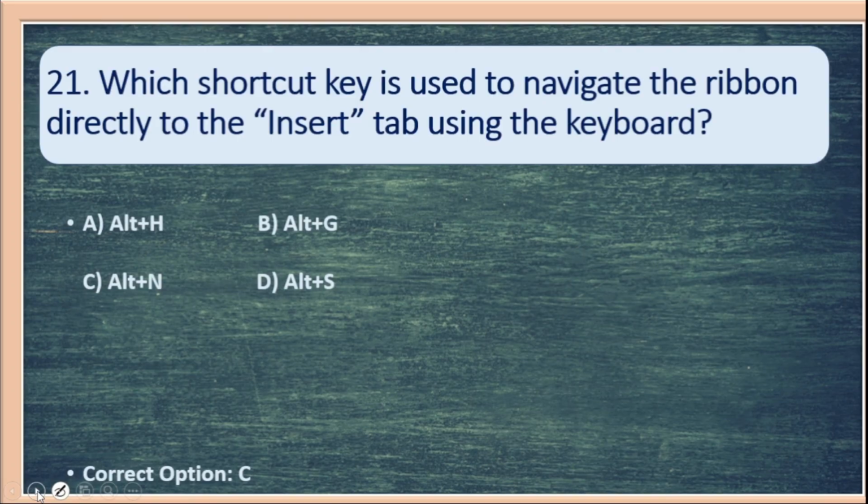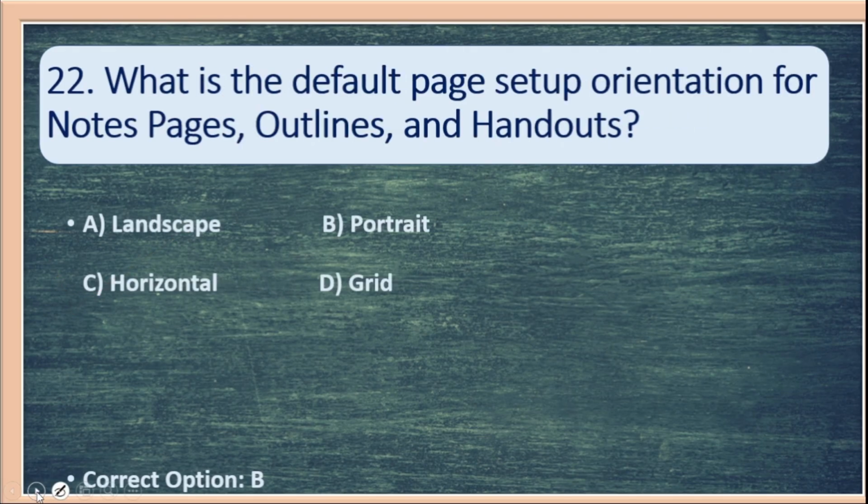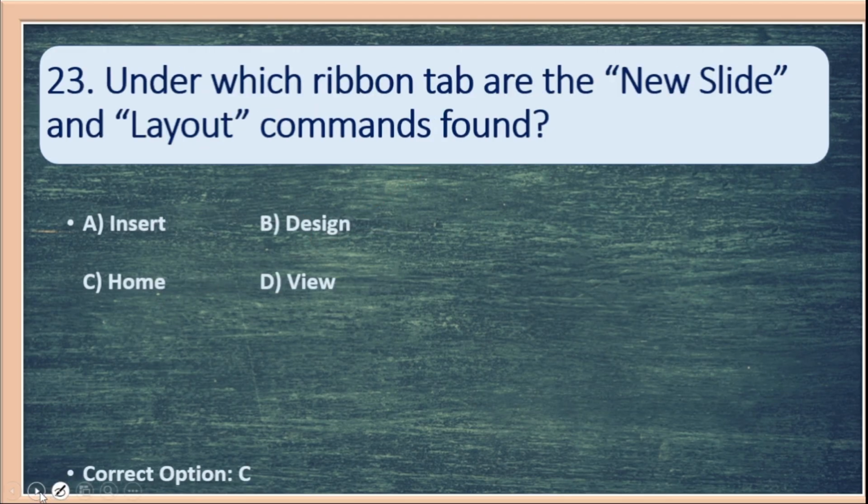Which shortcut key is used to navigate the ribbon directly to the Insert tab using the keyboard? Alt plus H, Alt plus G, Alt plus N, Alt plus S. Answer is C, Alt plus N. What is the default page setup orientation for a notes page, outline, and handout? Landscape, portrait, horizontal, grid. Answer is B, portrait mode. Under which ribbon tab are the New Slide and Layout commands found? Insert, design, home, view. Answer is C, Home.